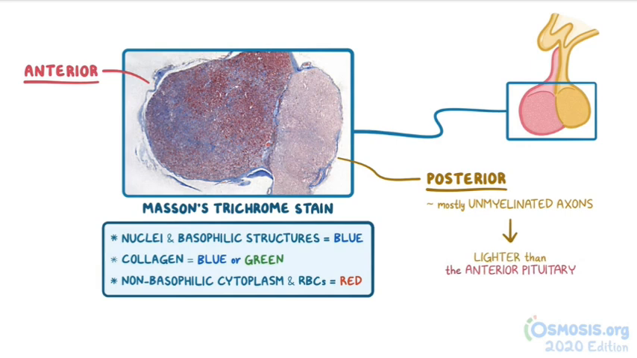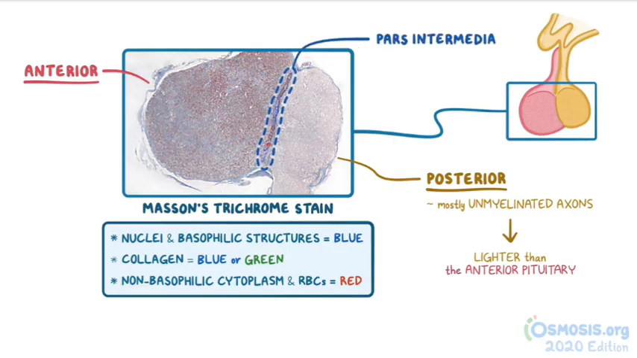In between the anterior pituitary and posterior pituitary is a thin strip of cystic tissue, called the pars intermedia, which is part of the anterior pituitary because the cysts are actually remnants of Rathke's pouch, which is the embryological structure that eventually develops into the anterior pituitary.